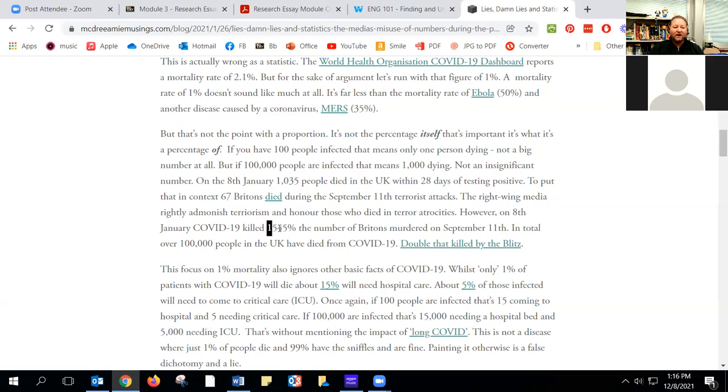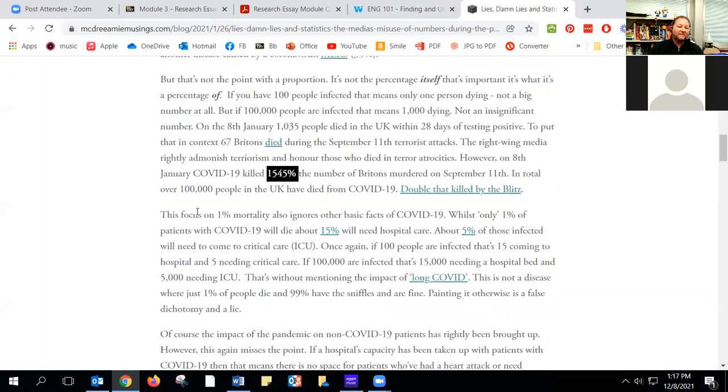In other words, a huge number more than the number of British people that died on 9/11, right? And comparing a 9/11 terrorist attack to a viral outbreak, that's not really very fair, right? But this is very clever writing. It's a good use of logical tricks to make you feel bad for people. It's effective, right? But the focus on the 1% mortality ignores other basic facts.